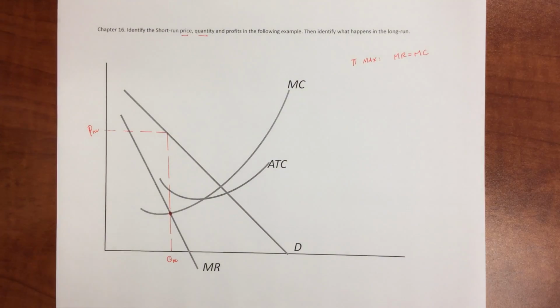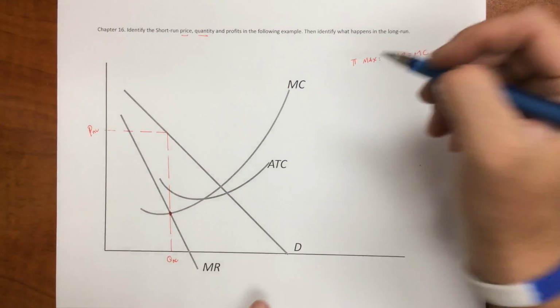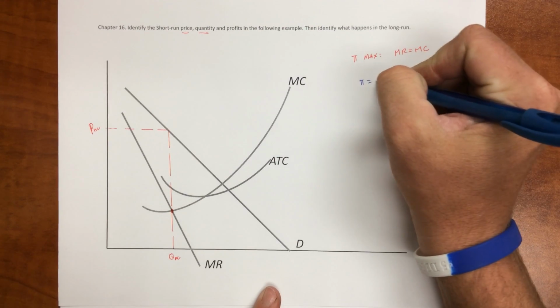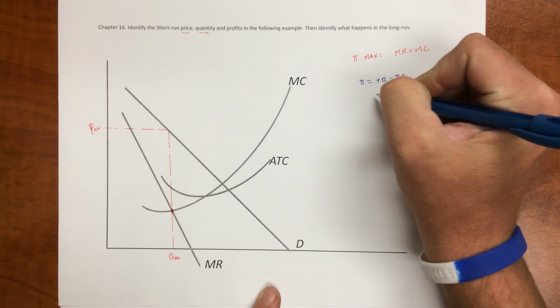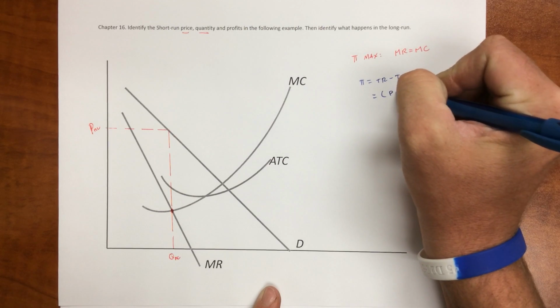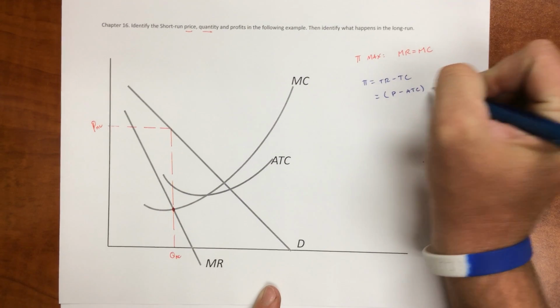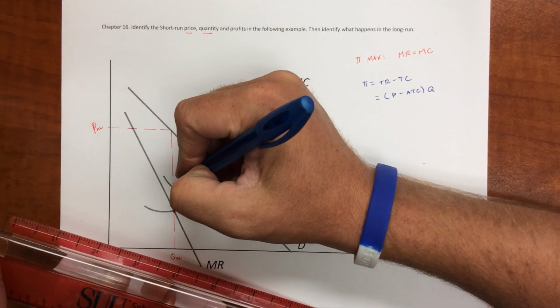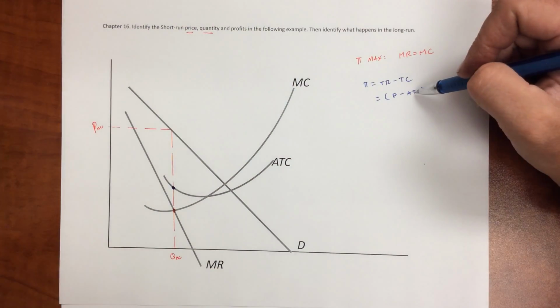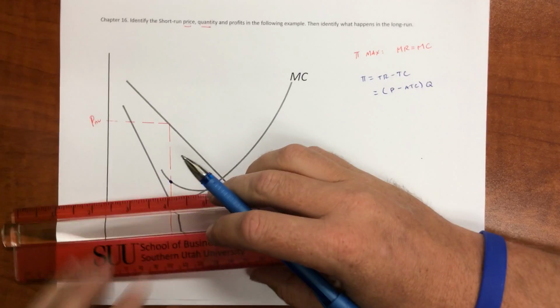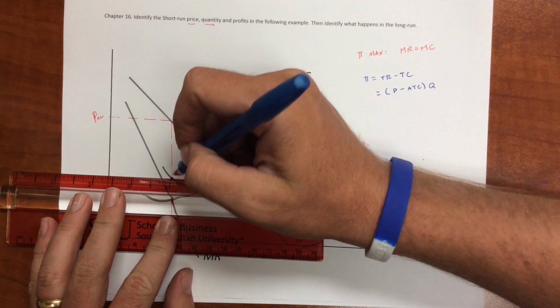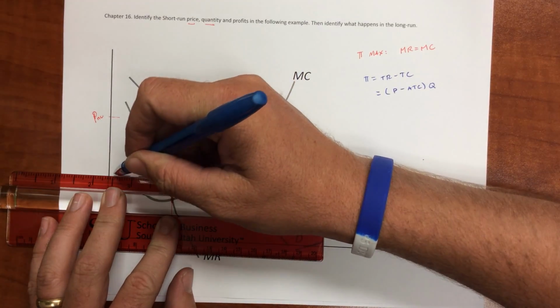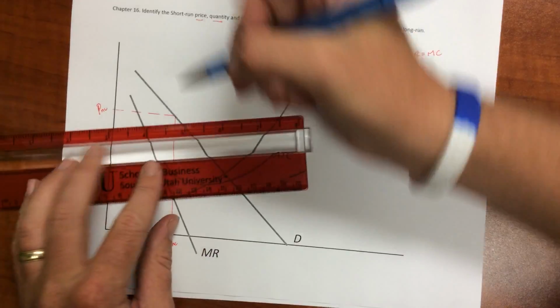Let's identify the profits. To identify the profits, we find profits equals total revenue minus total cost. Another way to write that is price minus average total cost times Q. So here is where the quantity of average total cost is. So I draw that across here. And I draw this right here.